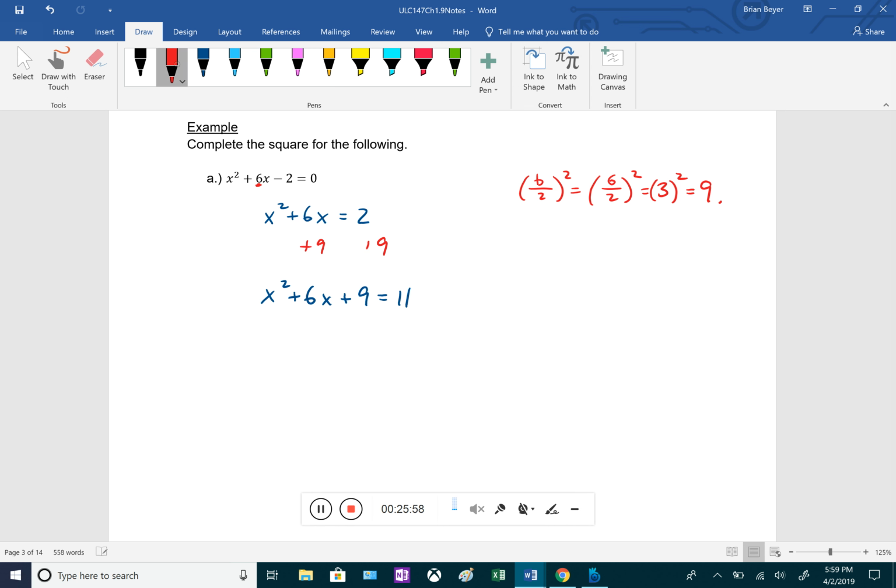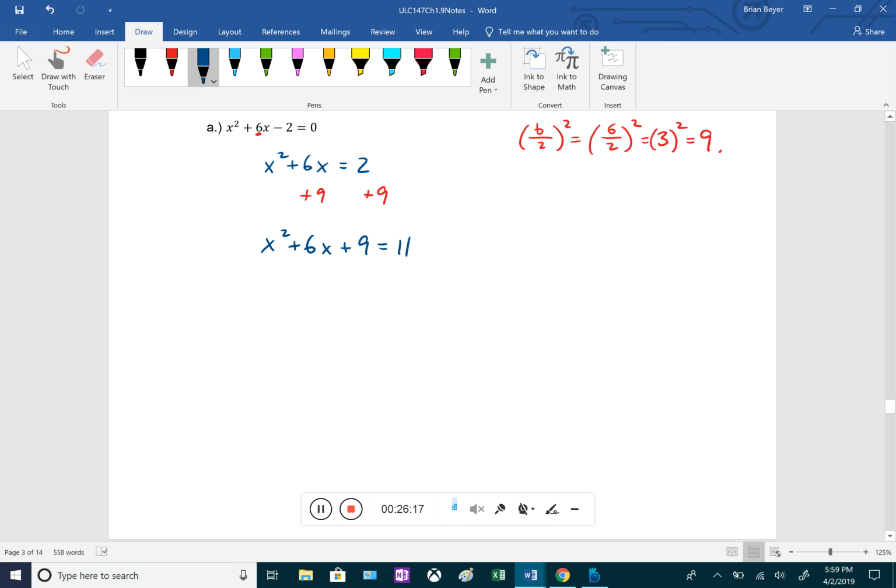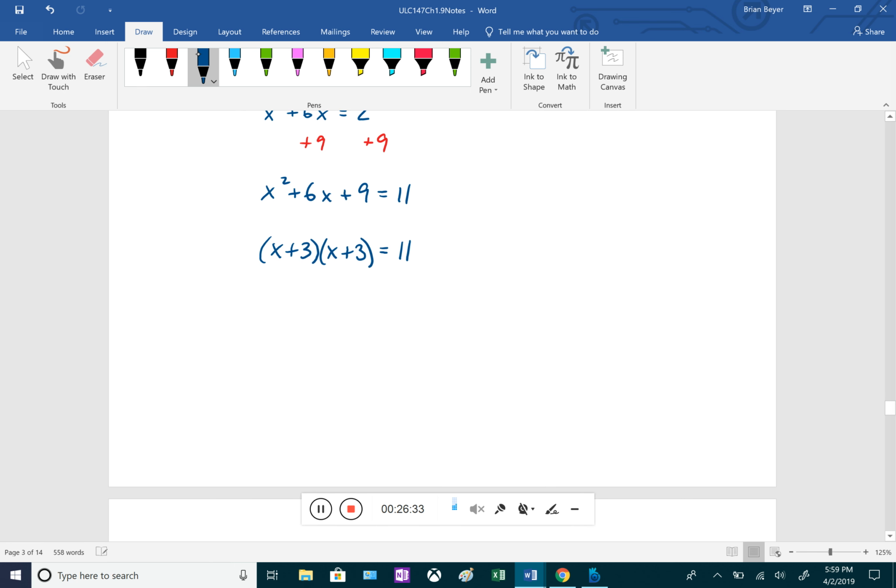So what we have on this left-hand side right now, x squared plus 6x plus 9, is now a perfect squared trinomial, meaning we can write it as a binomial squared. What's good about this one is that we can actually just factor it normally. We think of two numbers that multiply to 9 and add to 6. That would be (x plus 3) times (x plus 3), just factoring a trinomial. We wouldn't write it like this though. We would write it as (x plus 3) squared equals 11.